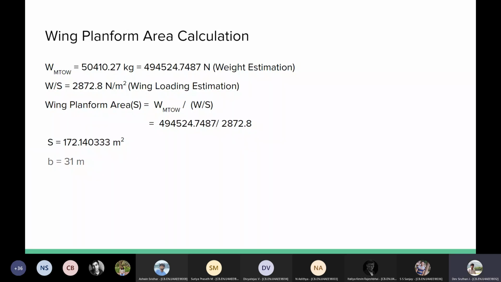So, calculation of our wing planform area. We have our maximum takeoff weight. We converted it to newtons, and then using the formula, we found the wing planform area to be 172.14, and using our aspect ratio, we found our b to be 31 meters.